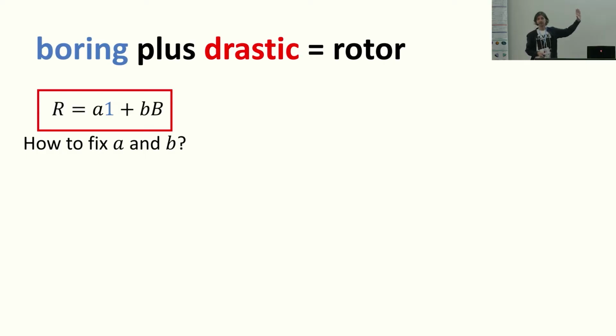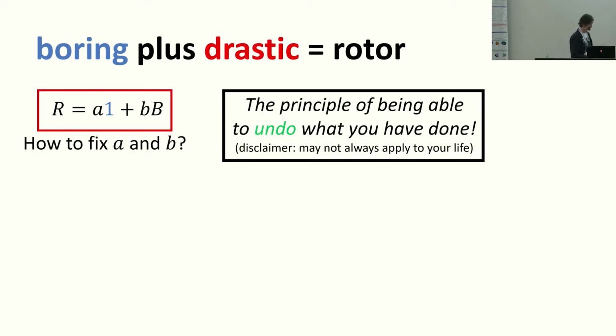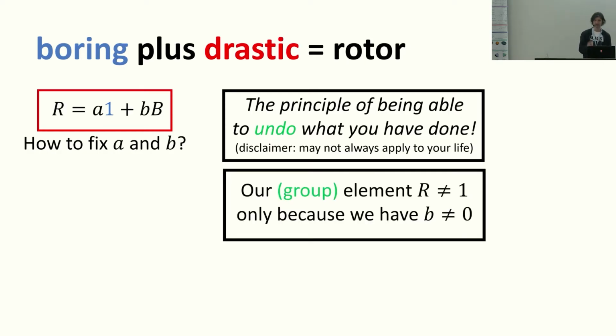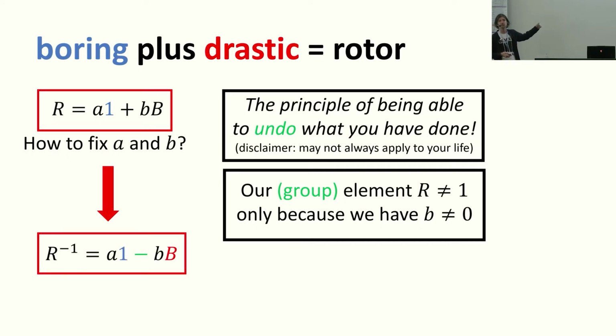But the question is how to fix the constants then? How do I know that I had a proper rotor? Well, we are dealing with groups. And groups have a very nice property that life does not have. You can undo everything. If you did something, you can go back. Everything is invertible. But if you think about it, we have a group element R, a rotor, and if this rotor is not the identity, then the only reason why it is not the identity is because the small b is not 0. So if you want to be able to go back, the only thing that you have to undo is not the boringness, but the drasticness. So hence that minus sign. And then it's a proper calculation.